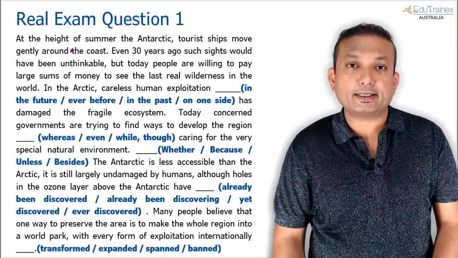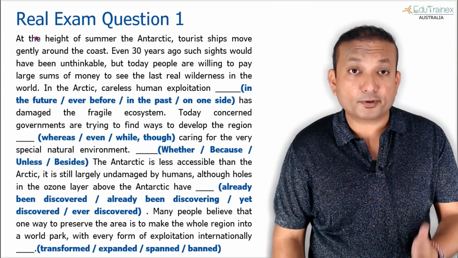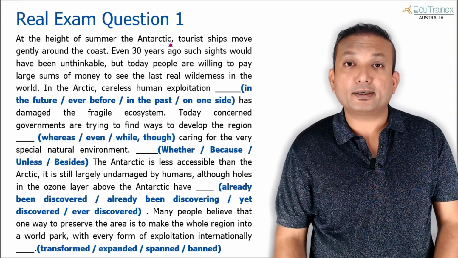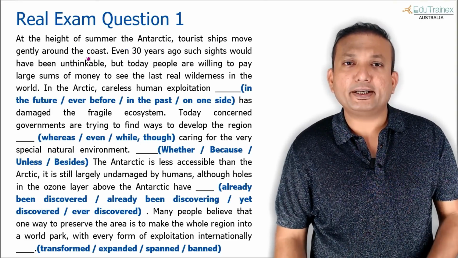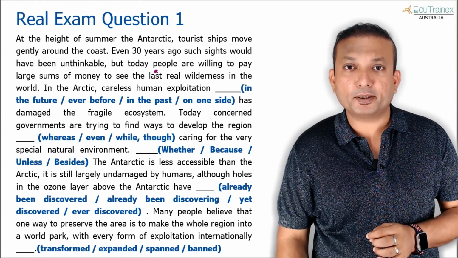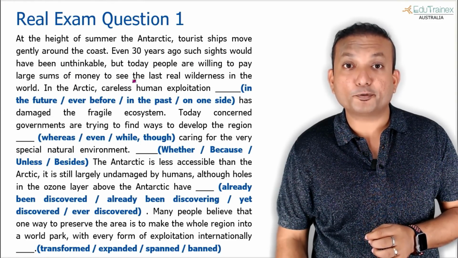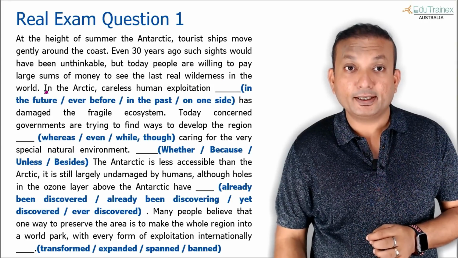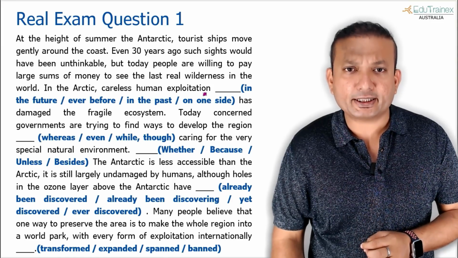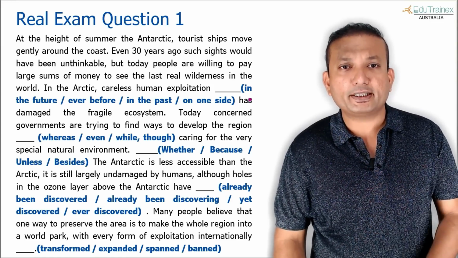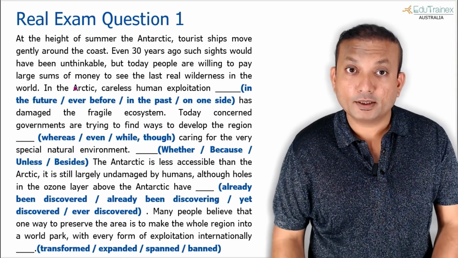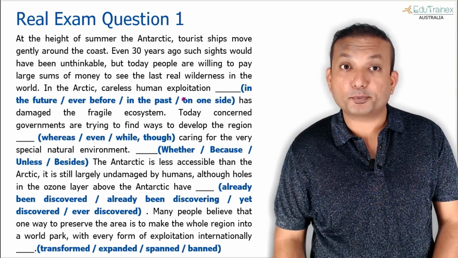So if you want to get the context, start from the beginning. Of course, context is very, very important. At the height of summer, the Antarctic tourist ship moved gently around the coast. Even 30 years ago, such sights would have been unthinkable, but today people are willing to pay large sums of money to see the real wilderness in the world. In the Arctic, careless human exploitation dash has damaged the fragile ecosystem.